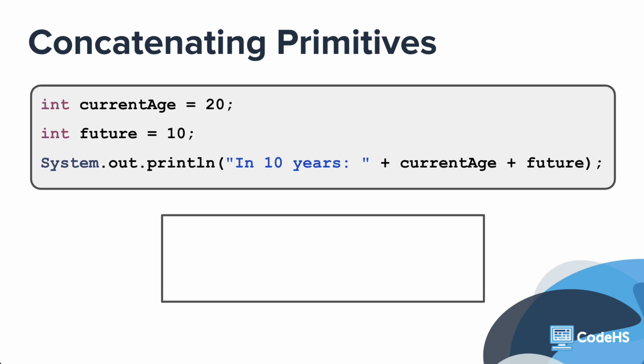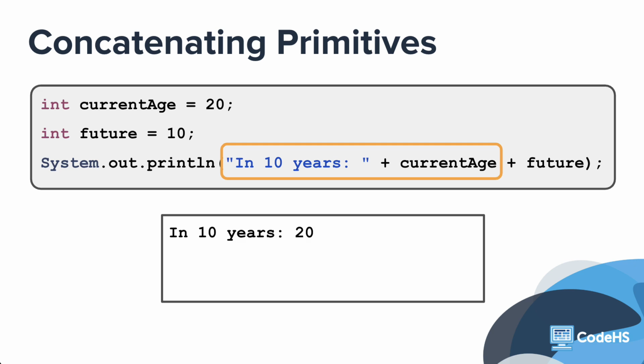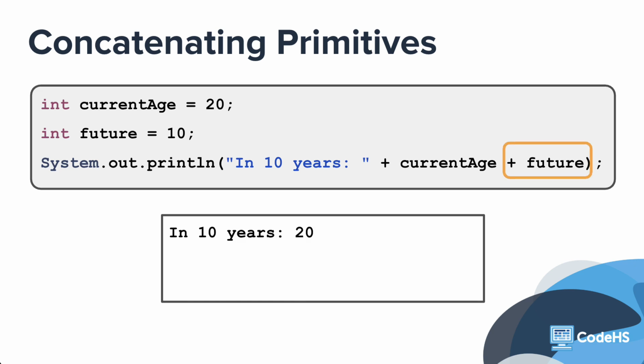Take this program for instance. What do you expect the answer to be? Take a moment to pause the video and predict the output. Java works left to right, so it first evaluates the concatenation of the string literal with the int current age. This results in the string, in 10 years, 20. Since the 20 has already been concatenated and converted to a string, the second concatenation puts the 10 at the end instead of adding 10 and 20 together, as you might expect.